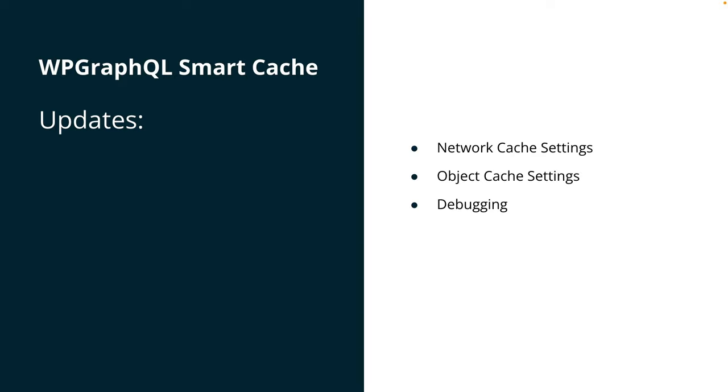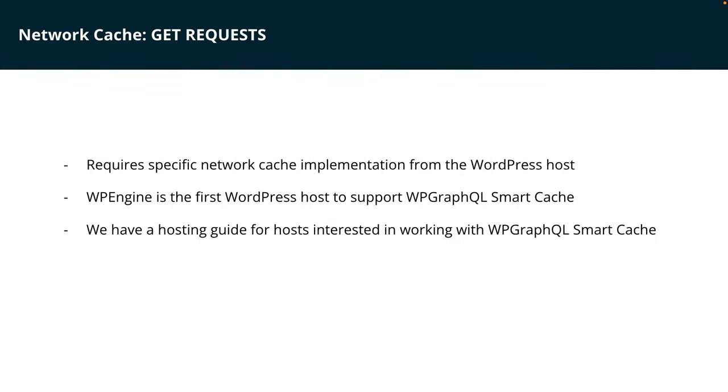The three main updates in the WPGraphQL Smart Cache settings are network cache, object cache, and debugging. We're going to start with network cache. Network cache refers to a system that stores copies of content close to users, typically within a network infrastructure like CDNs or web servers, to reduce latency and server load.